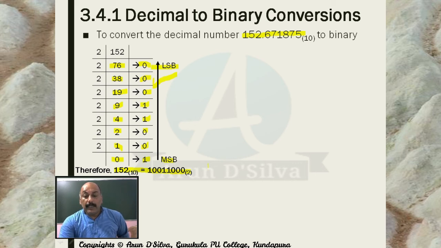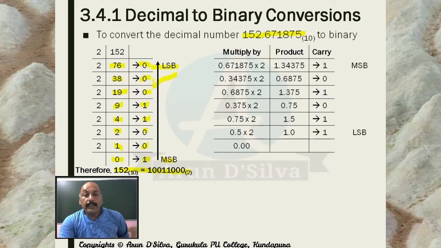Okay. Similarly, we have to take the fraction part, that is 0.671875. We have to multiply here. In step 1, I got the product 1.34375. Students, you do it, then you will come to know. I have already done it, so I am showing you. Now here the carry is 1, which I have noted down. And again this 0.34375 I send down and multiply by 2. I got the product 0.6875 and the carry is 0 here.